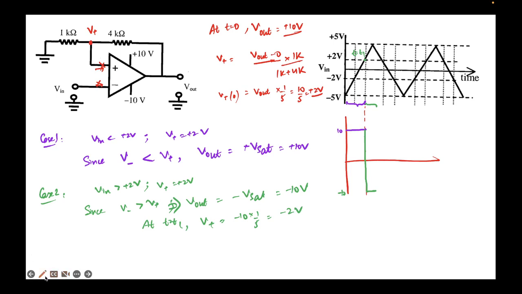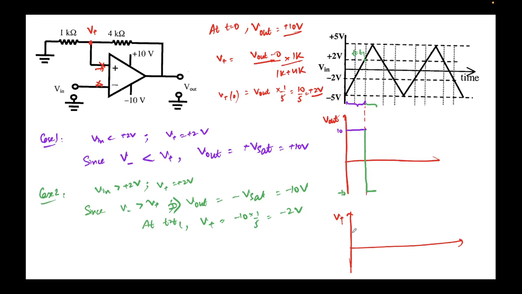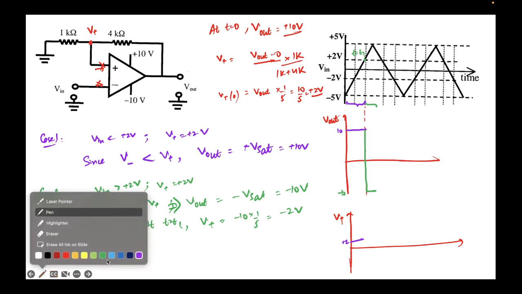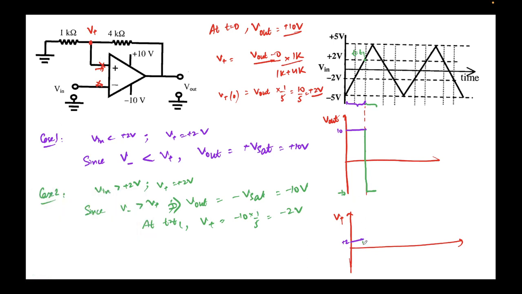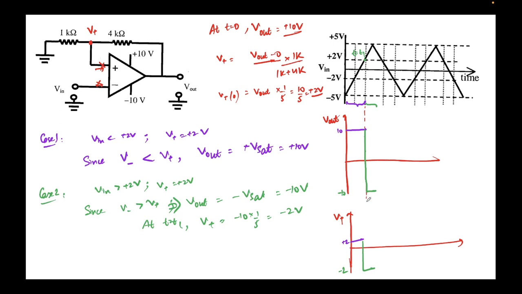So I'll just be more clear. This is V output. This waveform is for V out. And now I'm going to draw a third waveform, which is nothing but V plus, right? So we saw that V plus for this part was plus 2 volts. This was plus 2 volts. And then at this junction, as soon as V in crossed, it became minus 2 volts. So this is what we saw earlier, right? So this case will continue to be the same.